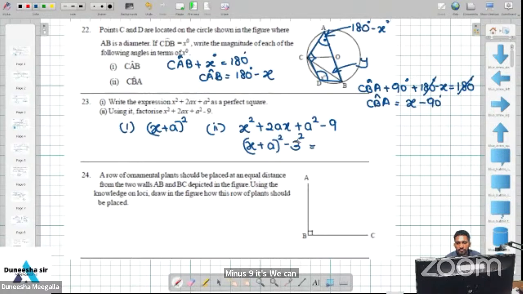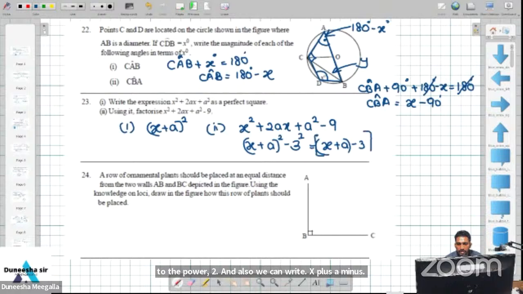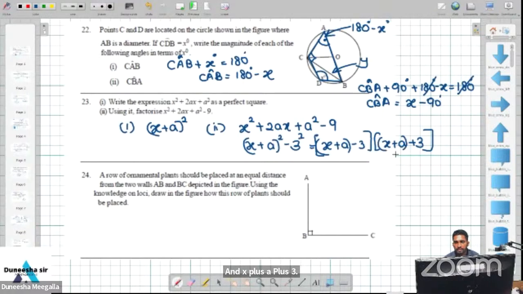It's we can write 3 to the power 2. Then also, we can write x plus a minus 3 and x plus a plus 3. Okay. ඔහොම තමයි අපිට ලියන්න වෙන්නේ.